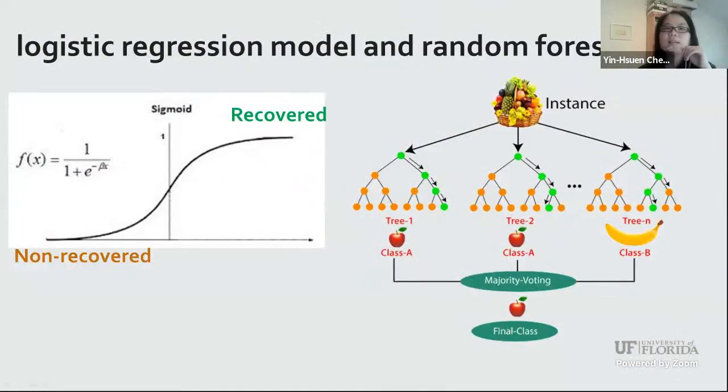Okay, so here I'm going to be super duper simple. I know there are a lot of details behind this modeling, but I'm going to keep it simple to get through this. We apply both a logistic regression model and a random forest model. The logistic regression model, probably most of you are quite familiar with. This is the most commonly used statistical model for binary dependent variables. So here's the equation: 0 as non-recovered and 1 as recovered.